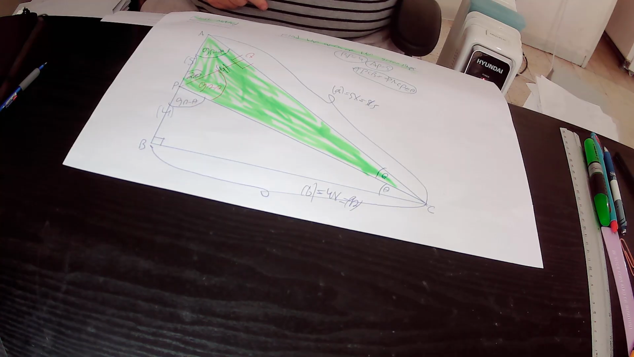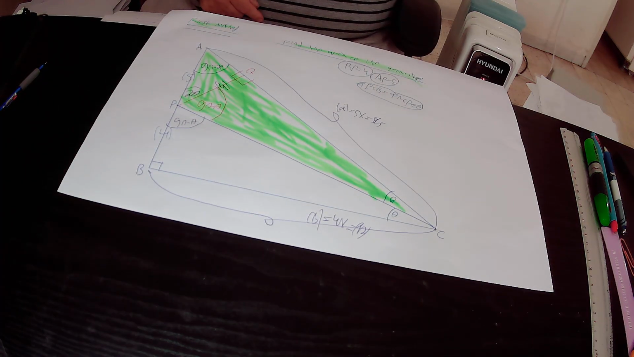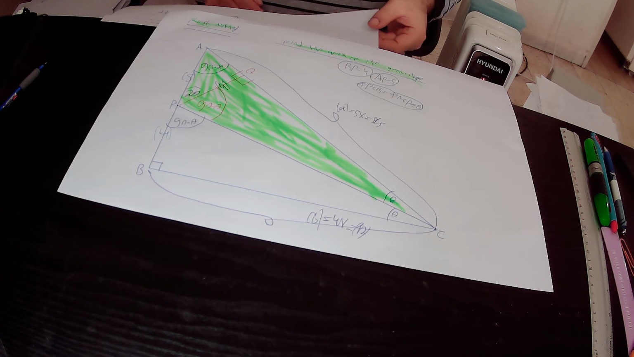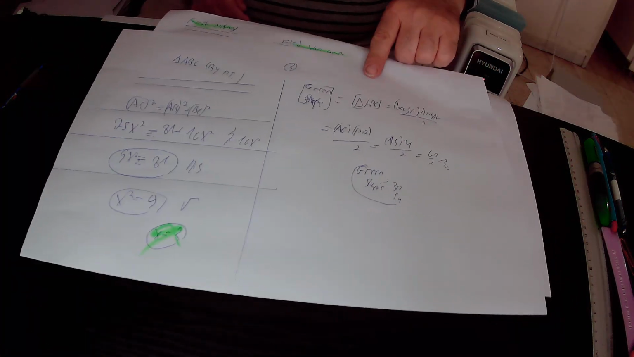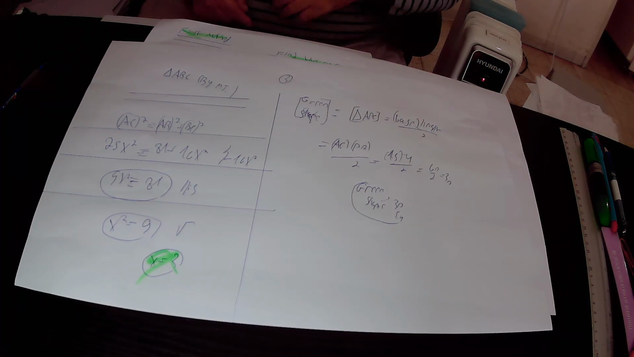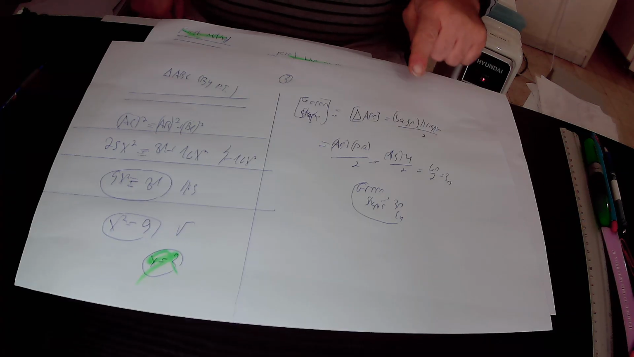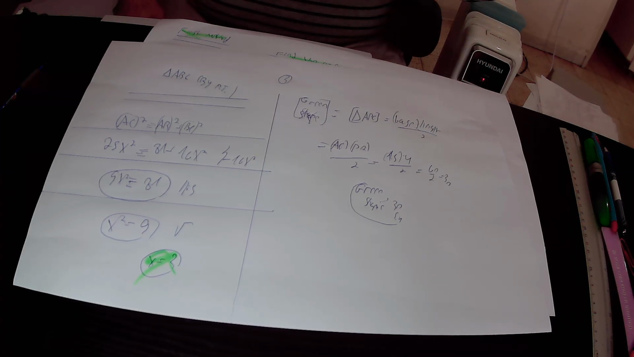Now the task is to find out the area of this green shape. So what is the area of the green shape? The green shape is roughly the green triangle APC. We know that the area of a triangle equals the base of the triangle times the height over 2.